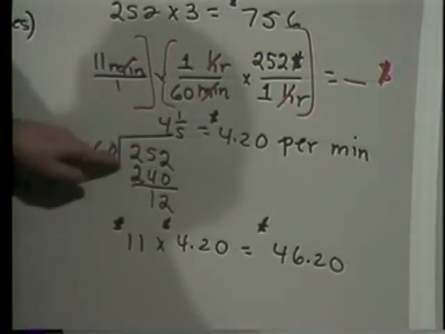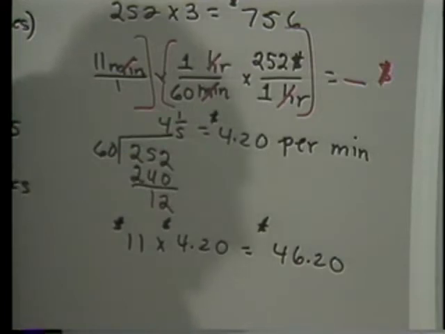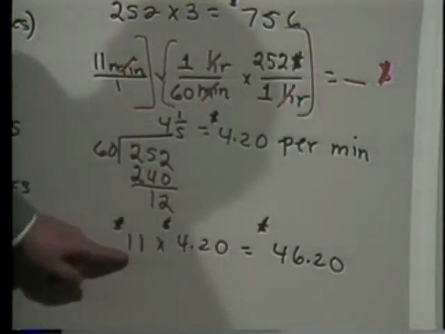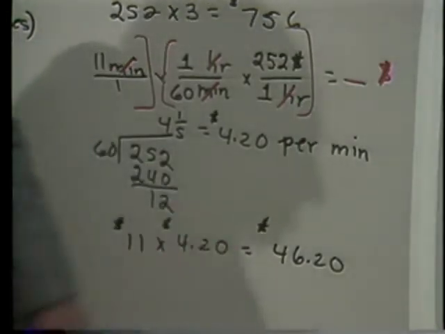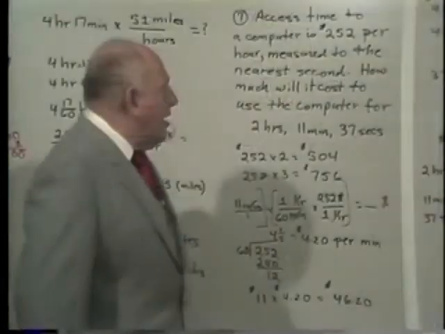I could divide the 60 into the 252 and find out that it's really costing me $4.20 per minute to use that computer. Now I'm paying $4.20 11 times. So for that 11 minutes, it's going to cost me another $46.20. Okay?